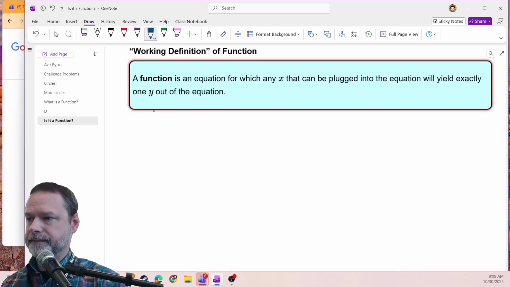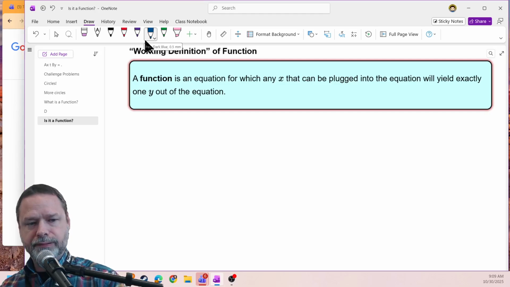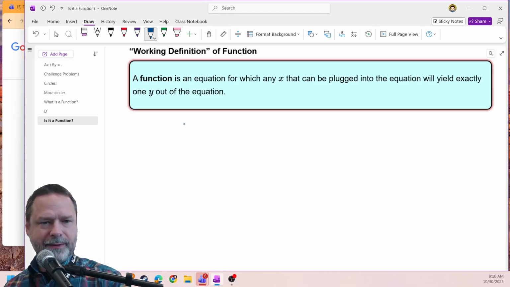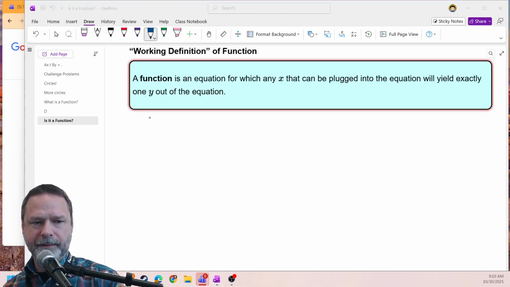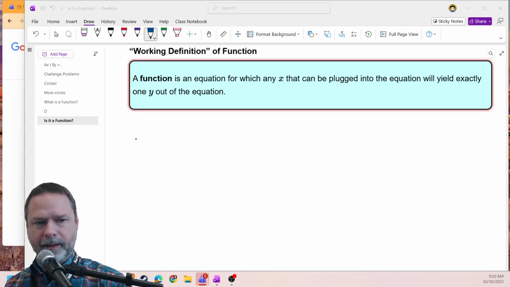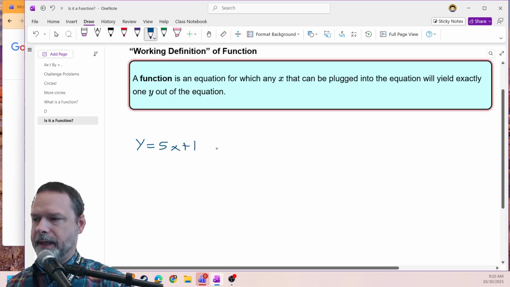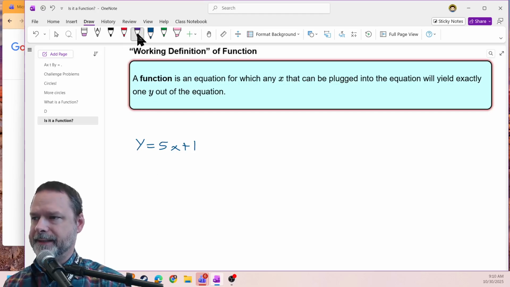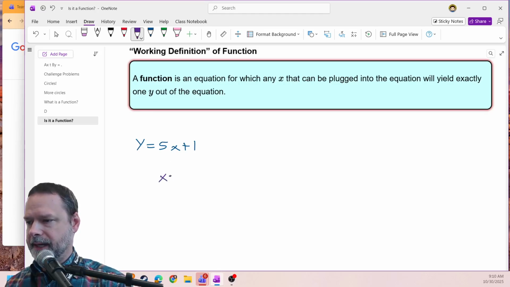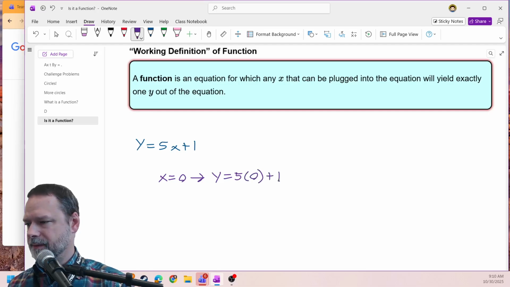So I'm going to do a couple things. Let's look at a couple examples. The first example is y equals 5x plus 1. Is that a function, yes or no? Just pick some values for x. So let's say x equals 0. If x equals 0, that means y equals 5 times 0 plus 1.